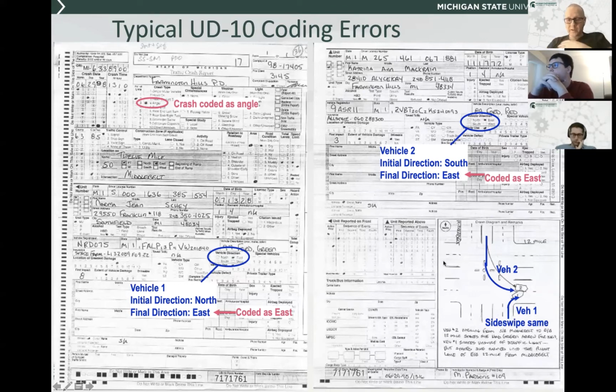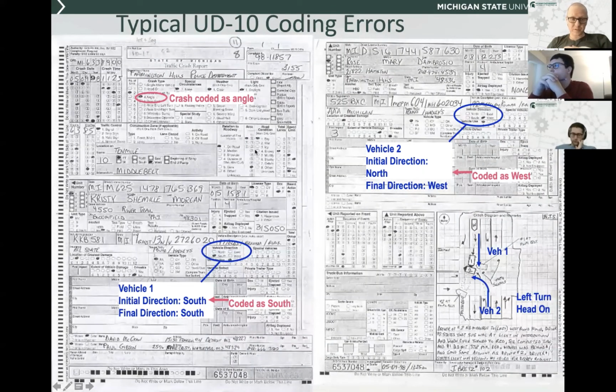And so that's one example. The next few slides go through some similar examples. So here's another crash that's coded as an angle. And so this was basically a left turn head on instead. So this is a case where this vehicle number 2 was probably waiting for a gap in traffic and misjudged that gap. And as a consequence, they cut in front of vehicle 1.